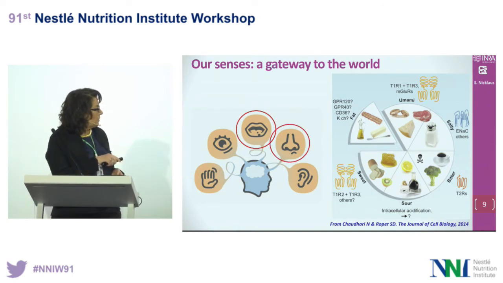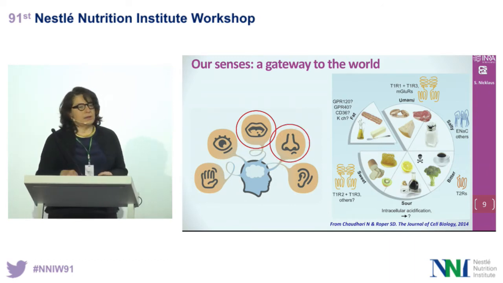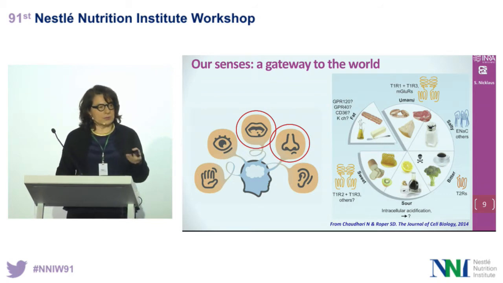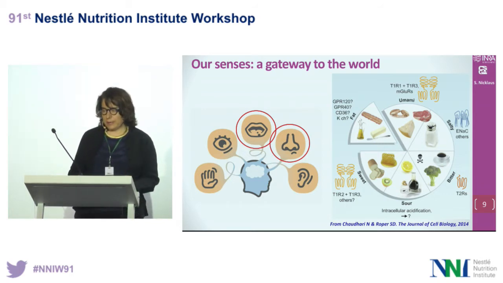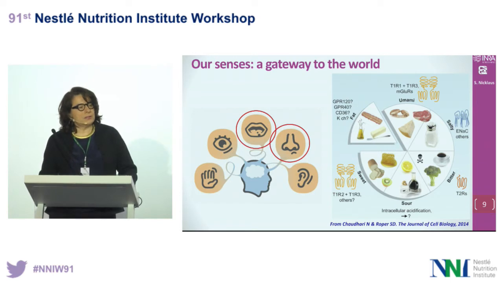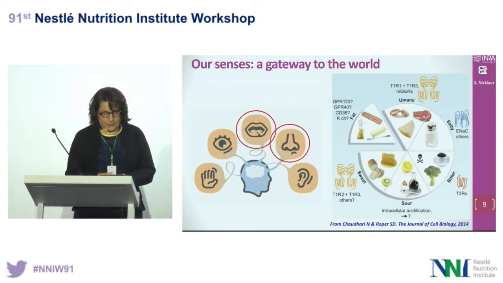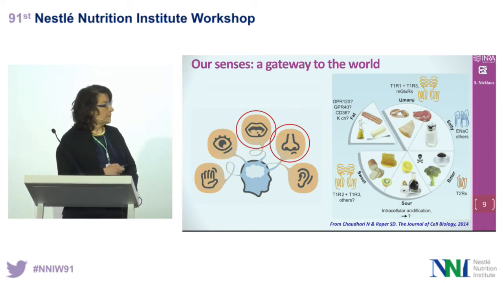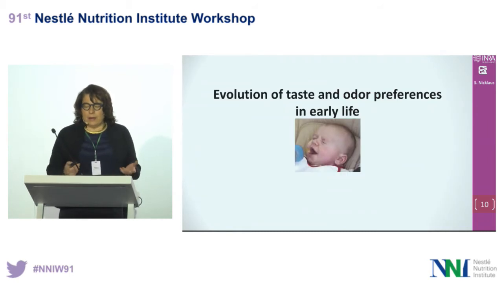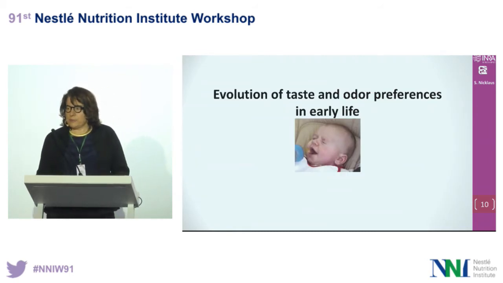I will also be talking about olfaction and smell and odors and how they can influence eating behavior. So olfaction has other importance. It's also useful for social communication, so not exclusively for guiding our nutritional choices, but we will be talking about that. So what about the evolution of taste and odor preference in early life?